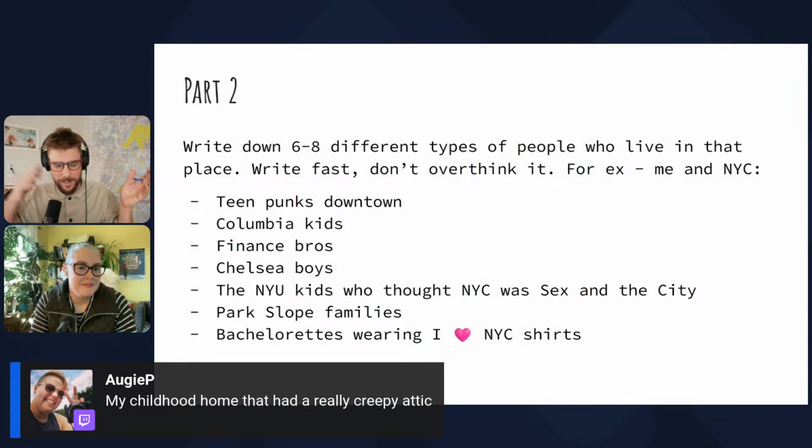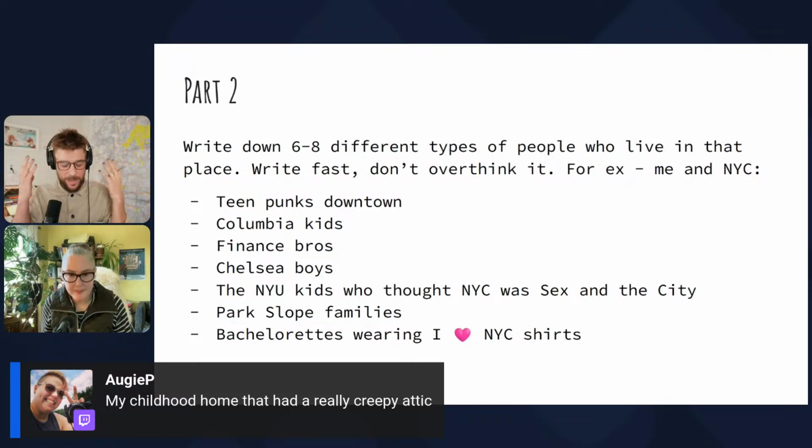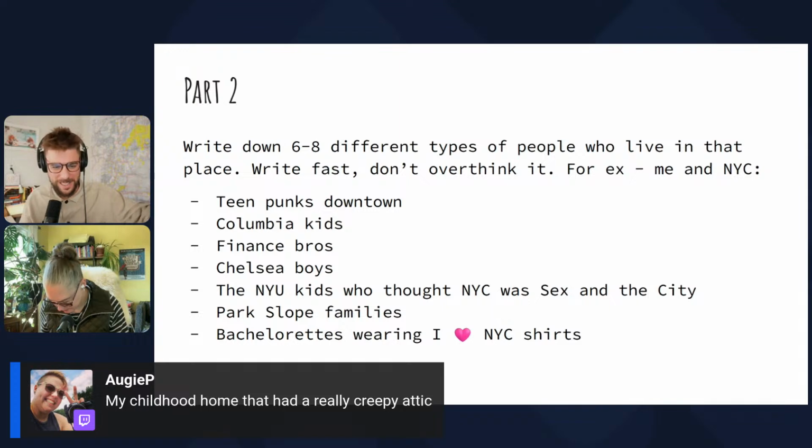I lived in New York for basically my twenties, and I just threw out different types of people I recalled from my time there: teen punks downtown, Columbia kids, finance bros, Chelsea boys, and the NYU kids who thought NYC was Sex and the City. There was a whole cohort when I arrived of young folks, mostly young women, who went to NYU because they thought life in New York would be like Carrie Bradshaw's, and it wasn't. And they all left. Bachelorettes all wearing I Love NYC shirts en masse in Times Square, and Park Slope families. If you know New York, Park Slope is a sort of gentrified, largely white, progressive, quote unquote, neighborhood. Everyone's having organic granola. It's a vibe.